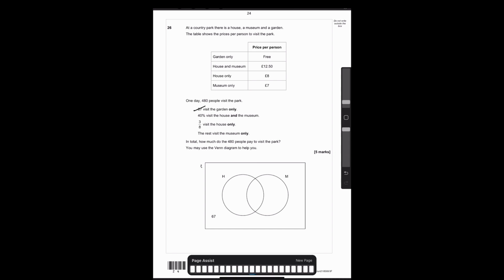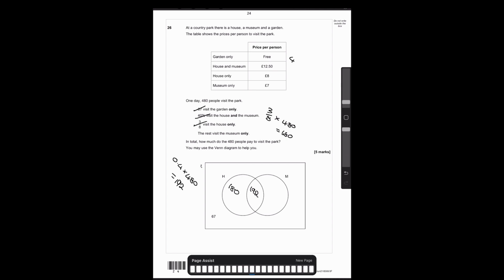We've been told that 67 visitors visit the garden only, and this has already been added to our Venn diagram. 40% visit the house and the museum, so if we do 0.4 times 480, we get 192, so 192 people visit both. We can put that in the middle. Three over 8 visit the house only, so 3 over 8 times 480 gives us 180. That goes into the house only part.